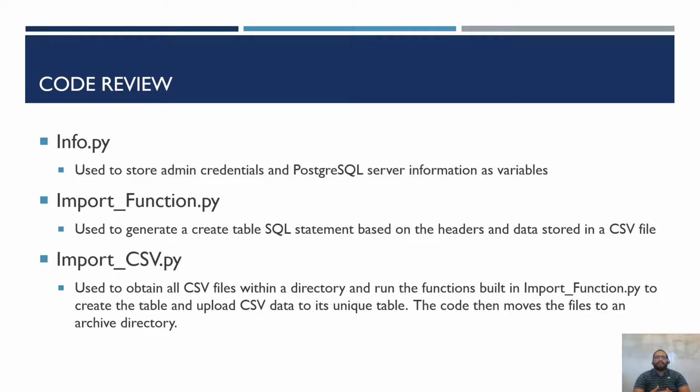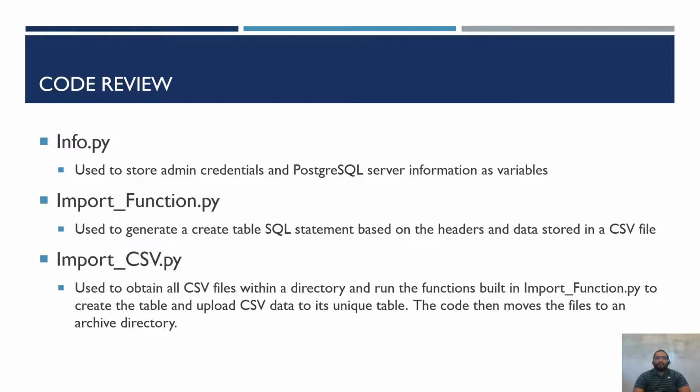The next code is the import function.py. This code right here is pretty much the powerhouse. It does most of the work. It simply will go and get the CSV file provided to it and create the table based off its header and data in each column.